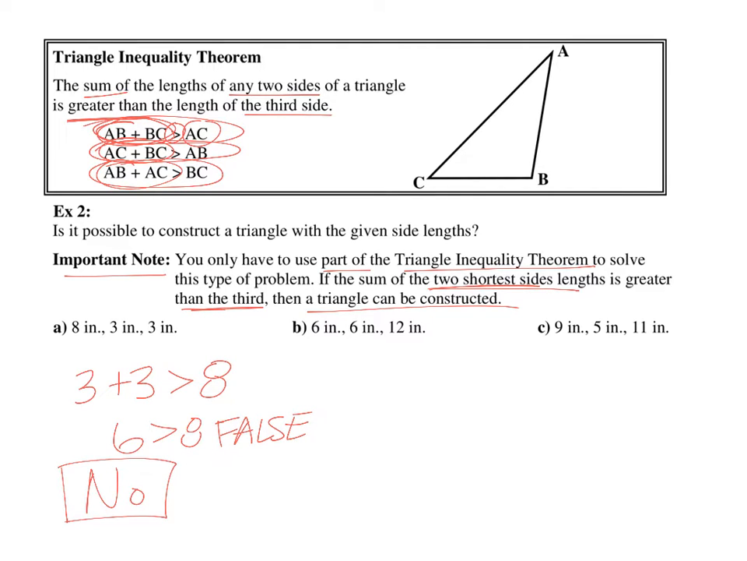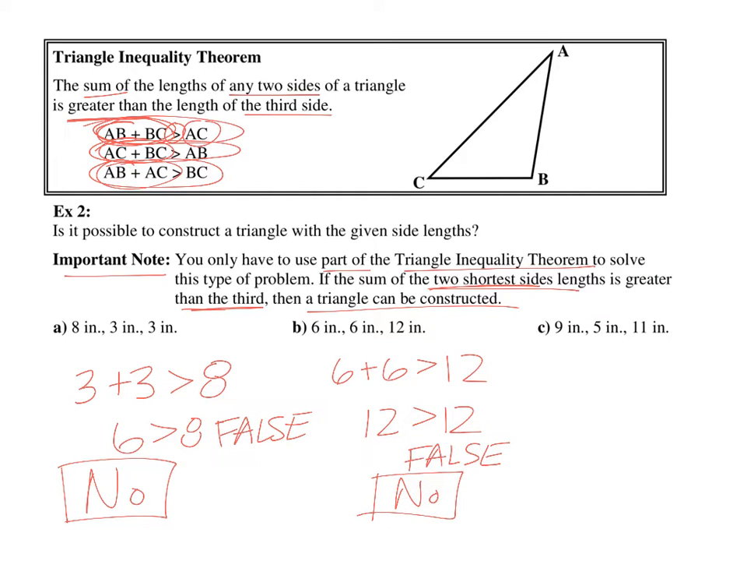For part B, we have 6 plus 6 is greater than 12. Is that true? No, that's also false. They're equal, but 12 is not greater than 12. So the answer here is no. How about for the next one? We have 9 plus 5 is greater than 11. Is that true? 14 is greater than 11. That is true. So a triangle can be constructed using those lengths.